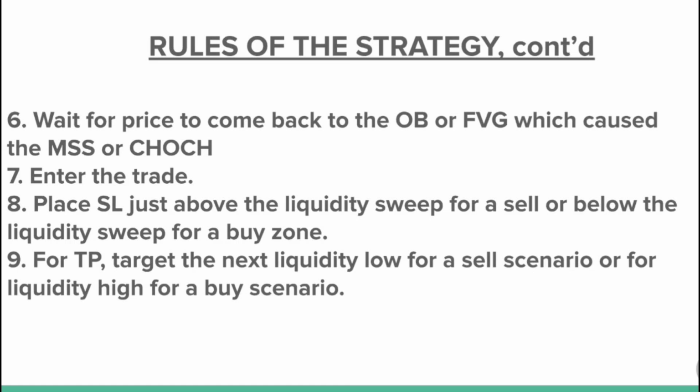The sixth step is to wait for price to come back to the order block or fair value gap which caused the market structure shift. After that, you enter the trade and place your stop loss above the liquidity sweep for a sell, or below the liquidity sweep for a buy. For the take profit, you target the next liquidity low for a sell scenario or the next liquidity high for a buy scenario.